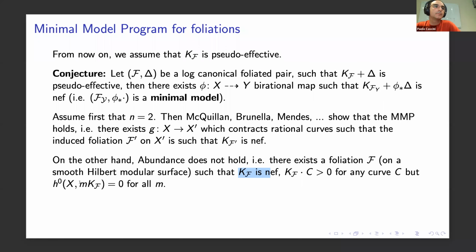So this is by looking at the Hilbert modular surface and by looking at the foliation induced naturally by these surfaces. There are also cases where K_F is big and nef and is not semi-ample. So abundance really fails from every point of view.